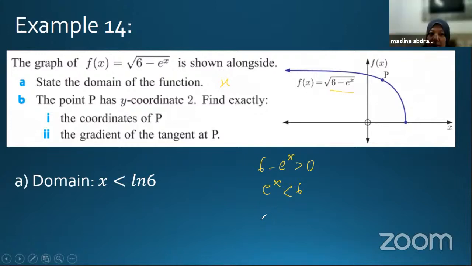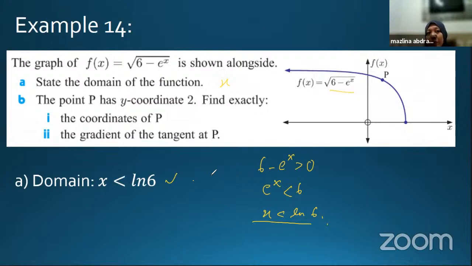Yes, so we use ln. Right, ln with e becomes 1. So this is x less than ln 6. Therefore, this is the domain. x is less than ln 6, not from negative infinity up to 6. Okay? Alright, so that is the domain of the function.